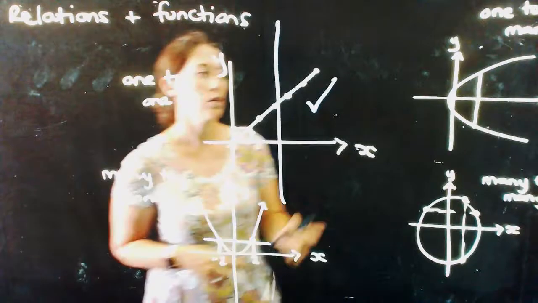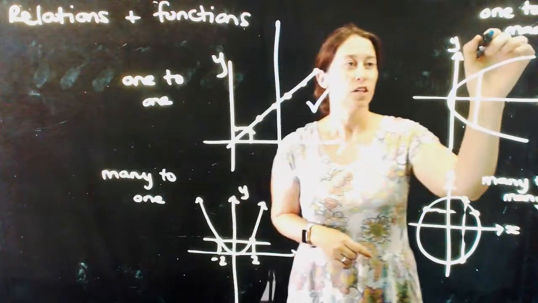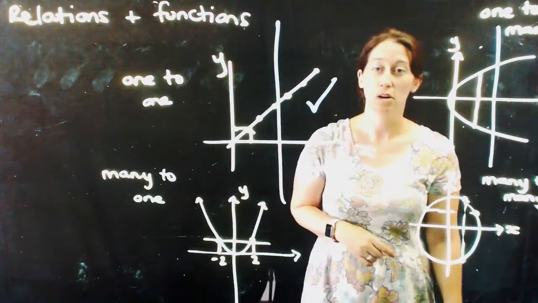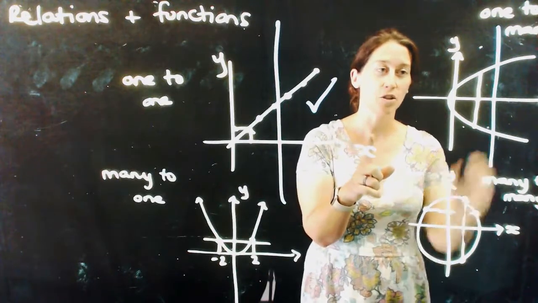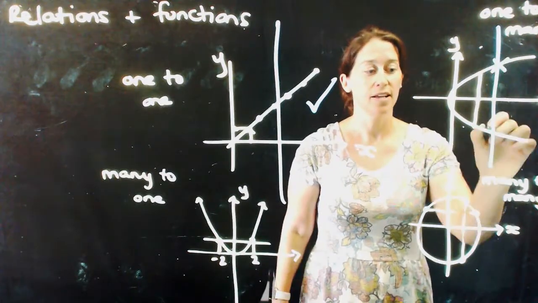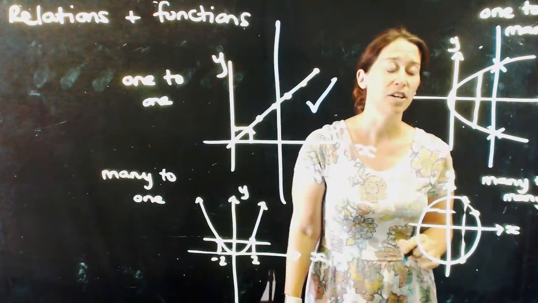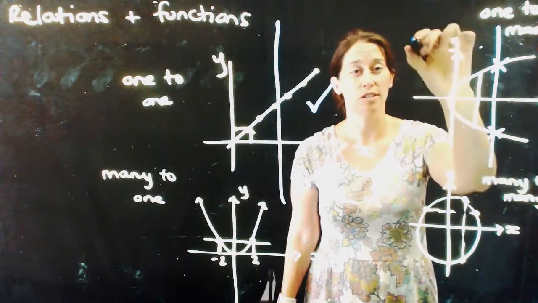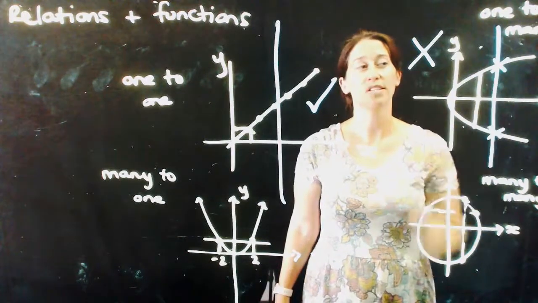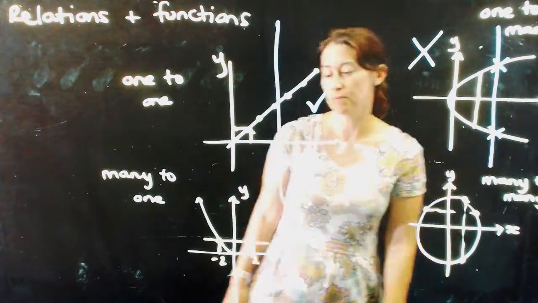Now let's test with the one-to-many. If I do a vertical line down the whole graph, it hits the actual graph twice. It hits it here and it hits it here. It's only allowed to hit it once in order to be a function. So we would say this is not a function. So a one-to-many is not a function.